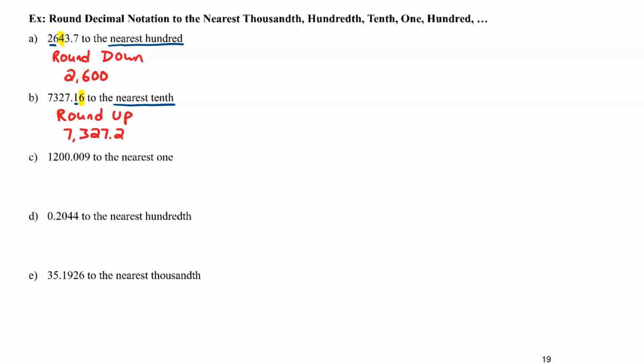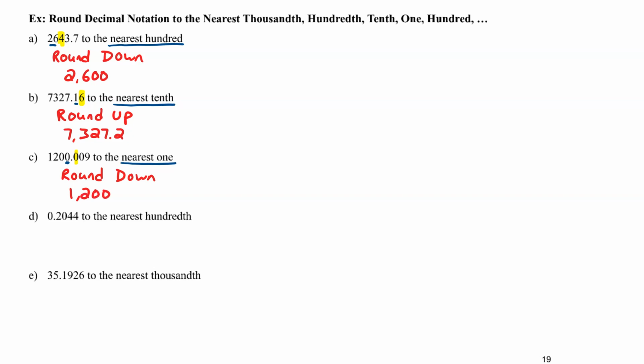Part C, we're rounding to the nearest 1. Our 1's position is sitting right in front of the decimal. The digit to the right is the first digit behind the decimal. This is less than 5, so we round down. That is going to give us 1,200.